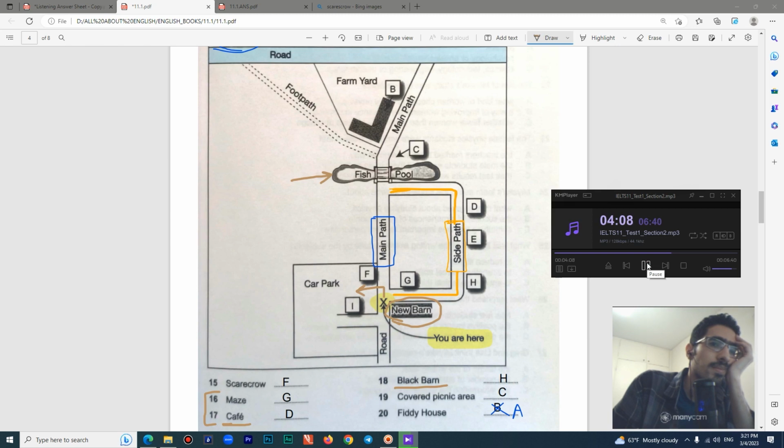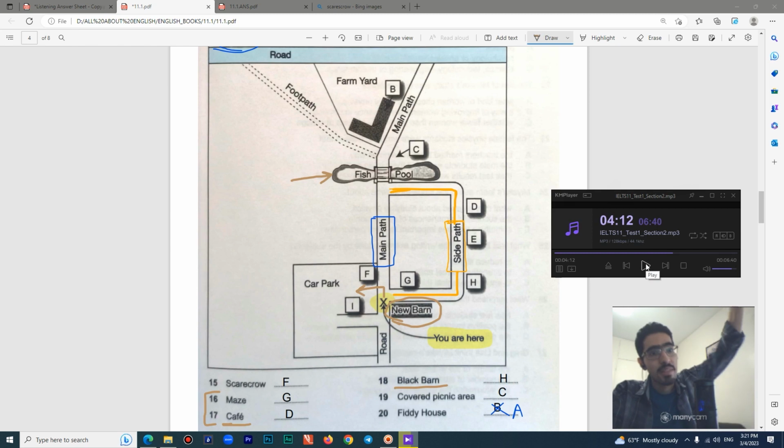Now, can you see the bridge crossing the fish pool? Can you see the bridge? Yes, I can see it. If you go straight, you will see it further up the main path.